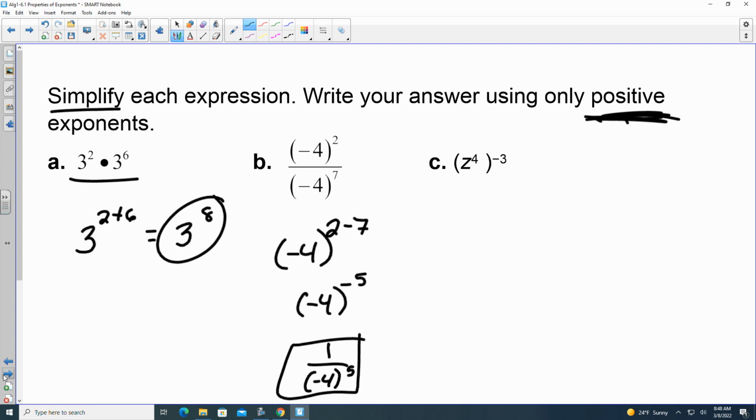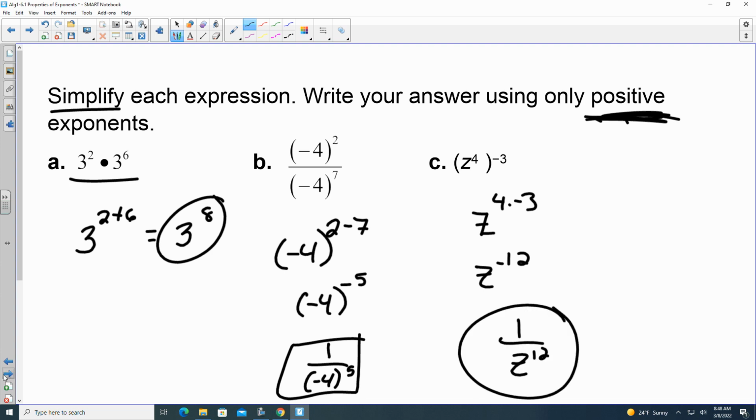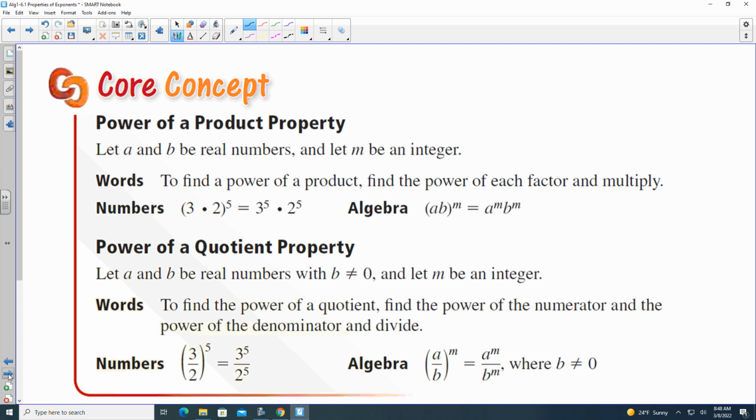Looking at example C, I have z to the fourth, then it's raised to the negative third, so this is using the power of a power property, where I have z to the 4 times negative 3, so this is z to the negative 12th. I need it to be a positive exponent, so if it was negative in the numerator, it will be positive in the denominator.